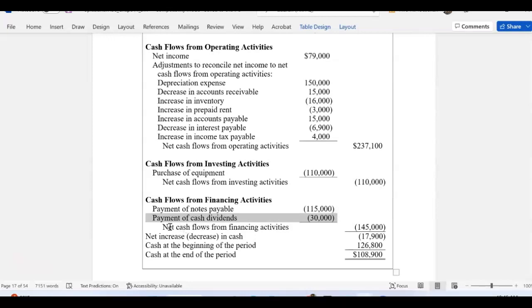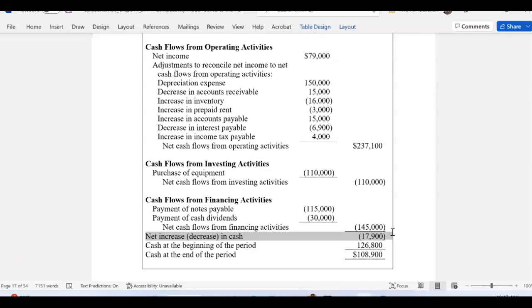Bottom line, the net cash flow from financing activities in this example is minus $145,000. Then you add them up, 235 minus 110 minus 145. That gives you a net decrease of $17,900 in your cash. Now listen carefully.